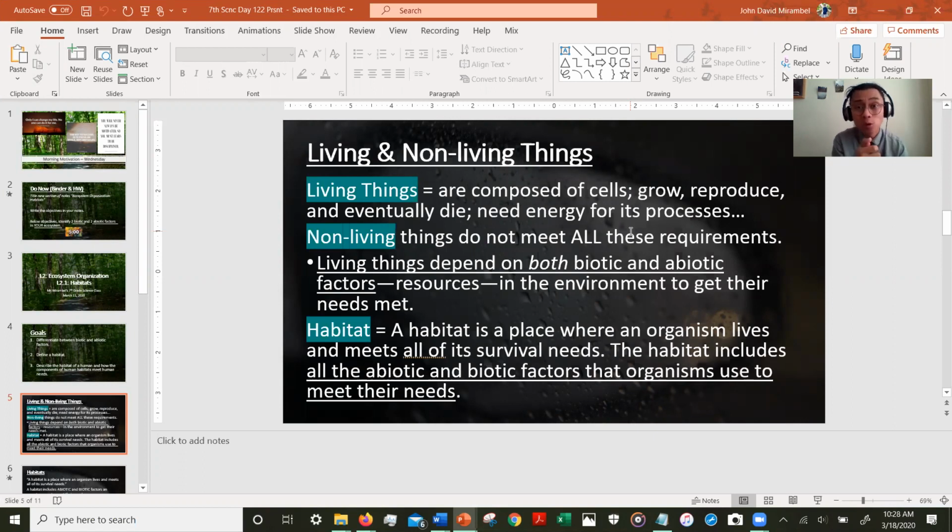It needs a host in order to reproduce. Without it, it will die. And it doesn't require energy for its processes. Again, it needs a host, like humans. That is why an organism is not living.